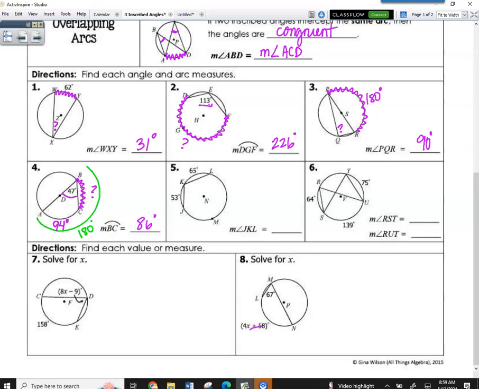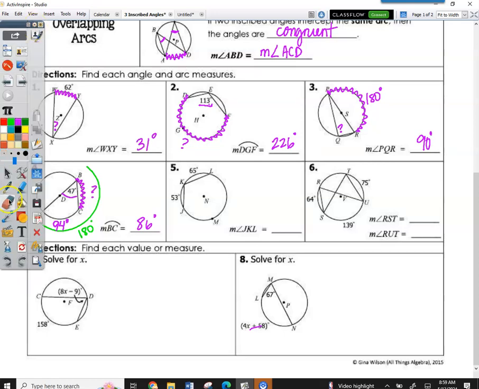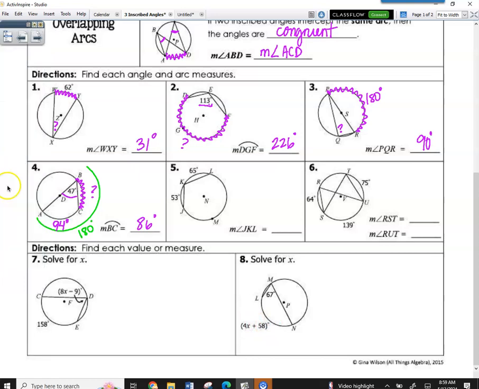All right, number 5. Put a question mark on what it asks us to find. It asks for you to find angle JKL. So this angle is what they want.